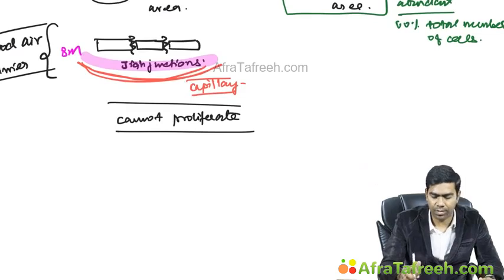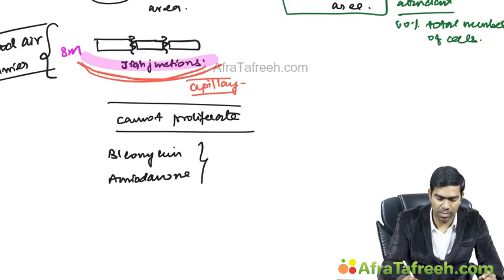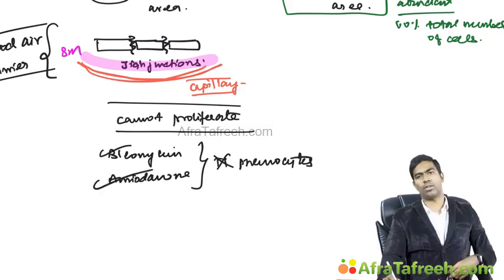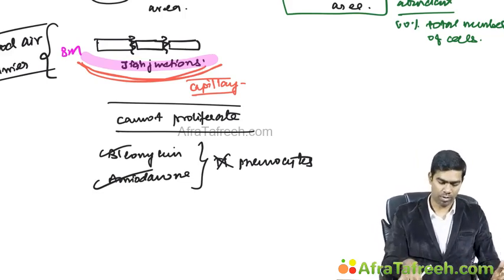At the same time, there are two drugs that are very commonly asked. One is bleomycin and the other is amiodarone. They actually damage the lungs and cause pulmonary fibrosis by damaging type 1 pneumocytes only. This is again a question asked multiple times. Bleomycin and amiodarone damage the lungs and cause pulmonary fibrosis by damaging the type 1 pneumocytes.